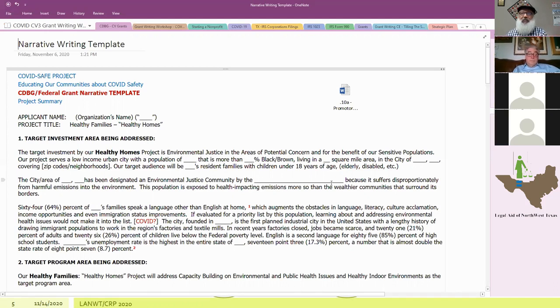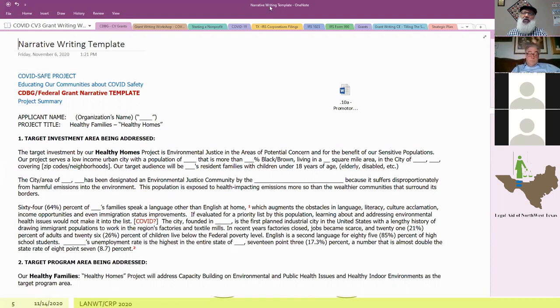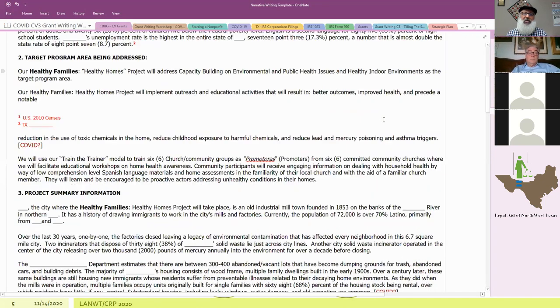So anyway, this is a template that if you don't have it, I'm going to ask you to send us some information. We'll give you the information later, so that you can request the narrative template, or actually the OneNote. You're going to get basically this tab with all of the grant information that we have discussed before, and then the writing template, which is here.